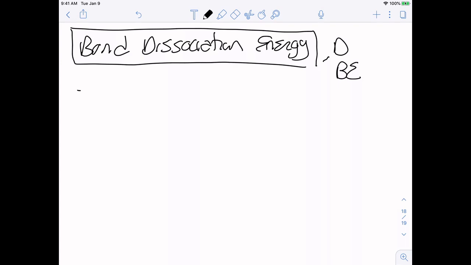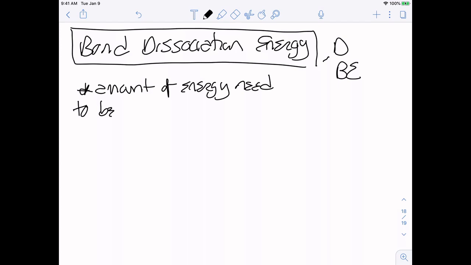So again, it's the amount of energy needed to break, and then specifically a covalent bond. There is energy associated with ionic bonds, and it would be called lattice energy. It's actually a different type of energy, same sort of concept though. The amount of energy needed to break that bond.